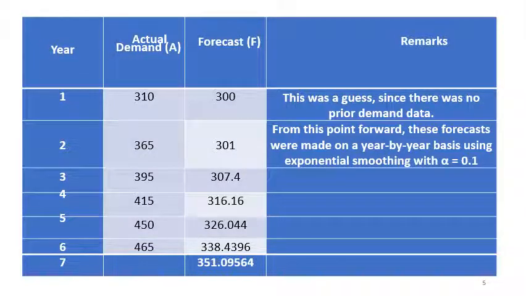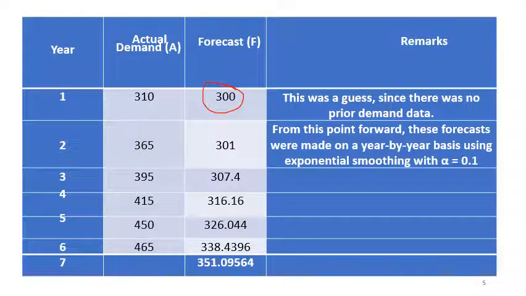So in this slide, let us take a problem and understand it. Here, these are the actual demands. A series of data for 6 years is given. The first year the actual demand is 310, then 365, 395 and so on for the 6 years. Now this value is not given, so we assume it as 300 units. This is a guess since there is no prior demand data given.